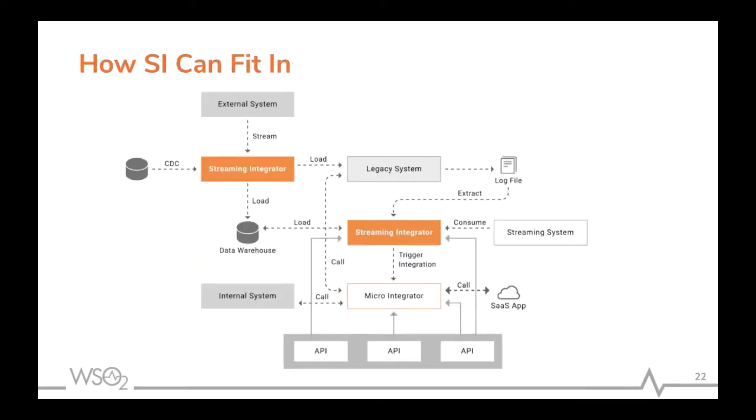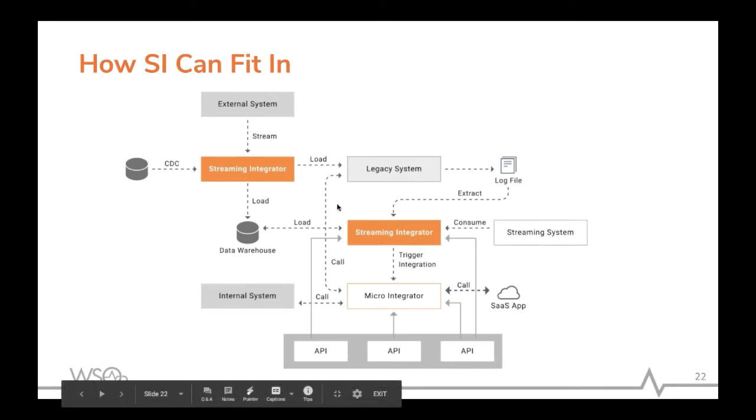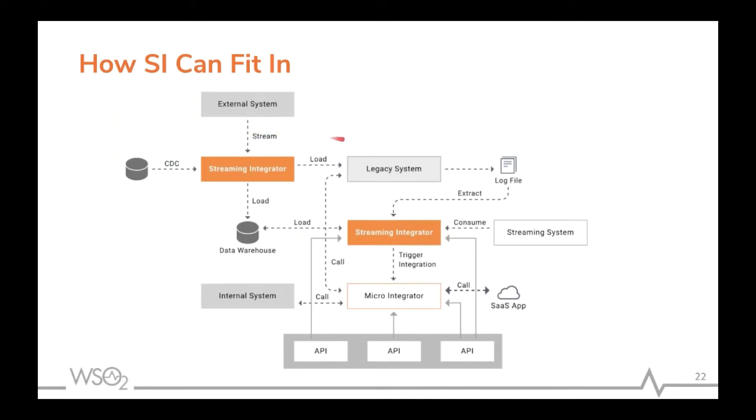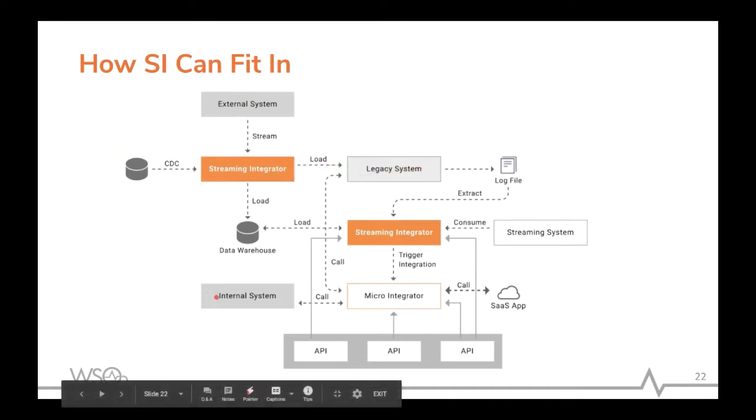Okay, so if we look at the big picture, if you check this flow, here you have a database which needs to be integrated with your data warehouse as well as a legacy system. You can place streaming integrator in the middle, use change data capture, and publish it to your legacy system, maybe as an HTTP request, and also load it into your data warehouse. If it was not for streaming integrator, you might need two point-to-point connections with tasks running which load data to these two systems, which is not scalable.